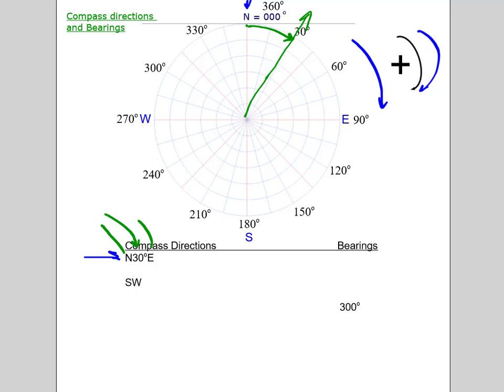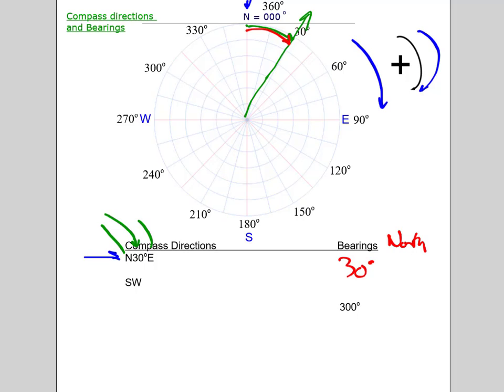So that's one way of describing it with compass directions. We can also describe this with bearings, and bearings are measured from north. So it would just be 30 degrees. If you just said the direction is 30 degrees, we would assume you're measuring from north and measuring in a clockwise direction, and we would turn to the right.